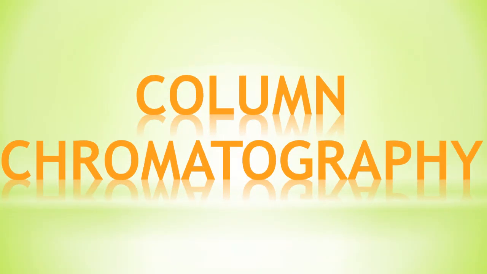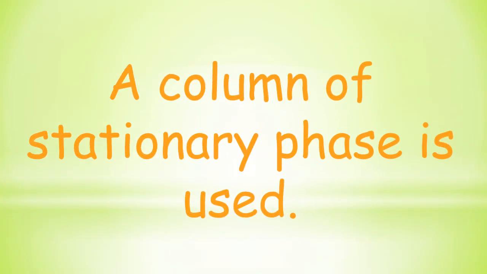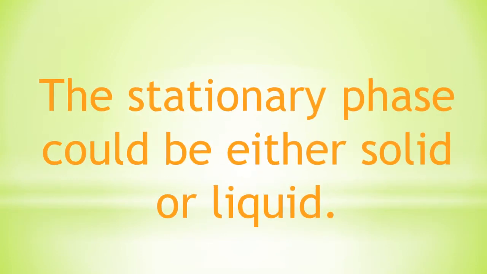Column chromatography. A column of stationary phase is used in column chromatography. The stationary phase could be either solid or liquid. Let's see how column chromatography works.